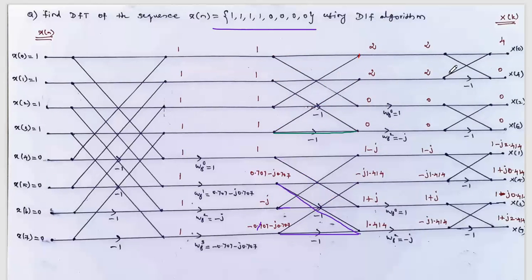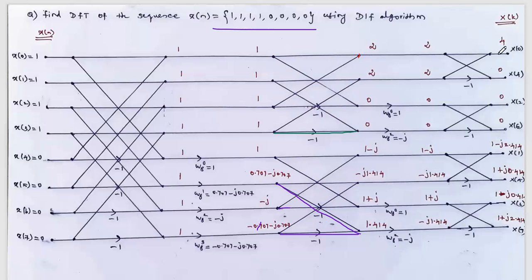Then we can transform it to the third stage. For the third stage, in the first 2 lines there is no multiplier, so the same 2 is appearing here. But here 0 multiplied with W8 power 0, 0. 0 multiplied with W8 power 2, 0. And here also no change, 1 minus j as it is you write. The minus j 1.414, as it is you write. Then here 1 plus j multiplied with W8 power 0, 1 plus j. Here 1.414 multiplied with W8 power 2. W8 power 2 is minus j. So minus j 1.414. So the input applied to the third stage is calculated.